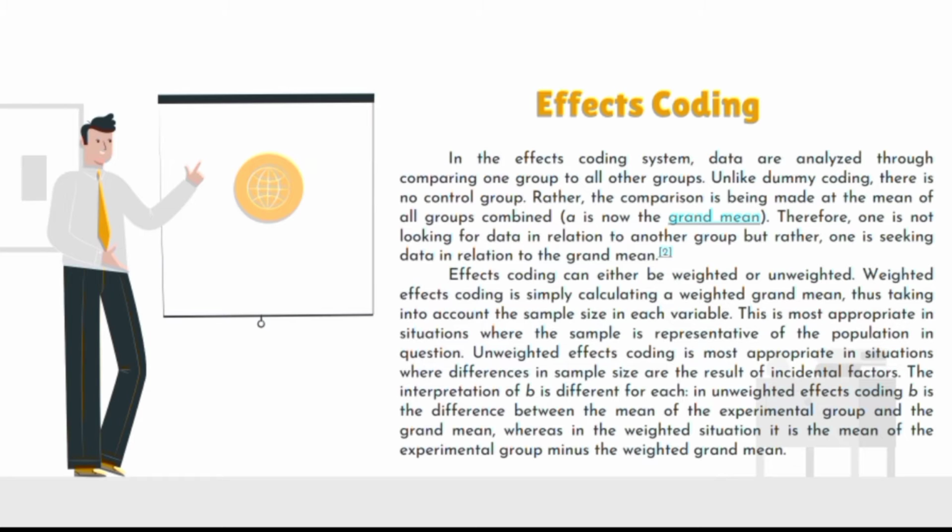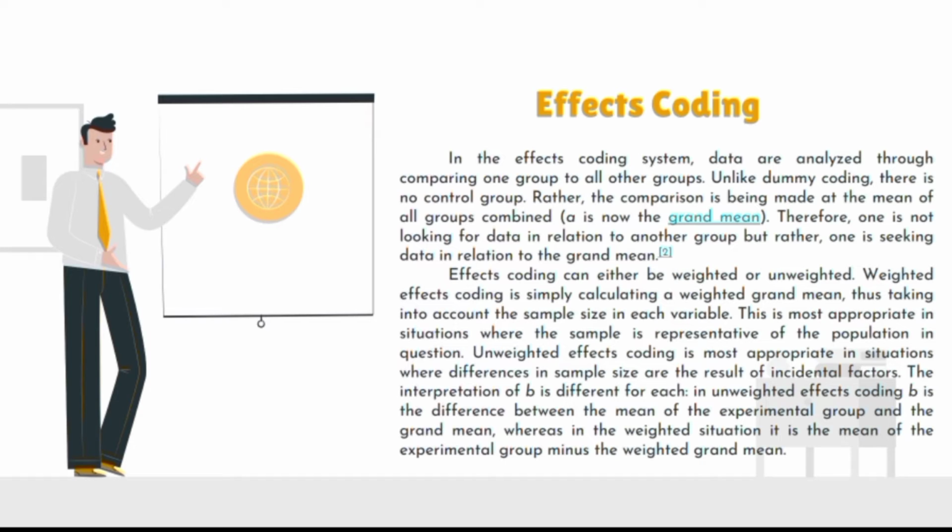A is now the grand mean. Therefore, one is not looking for data in relation to another group, but rather one is seeking data in relation to the grand mean. FX coding can either be weighted or unweighted. Weighted FX coding is simply calculating a weighted grand mean, thus taking into account the sample size in each variable.